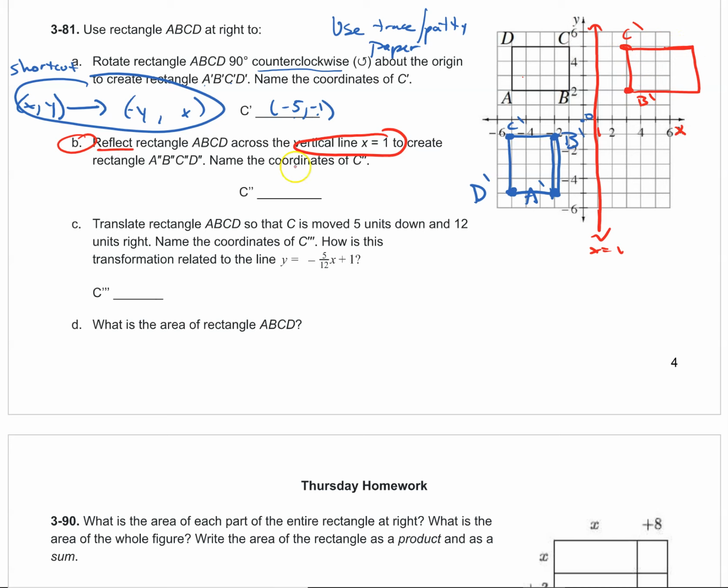And we only really care about the coordinates of C. I'm sorry, this is C double prime, B double prime, A flipped all the way over here, and D flipped all the way over here. C double prime is going to be 3, comma 5.